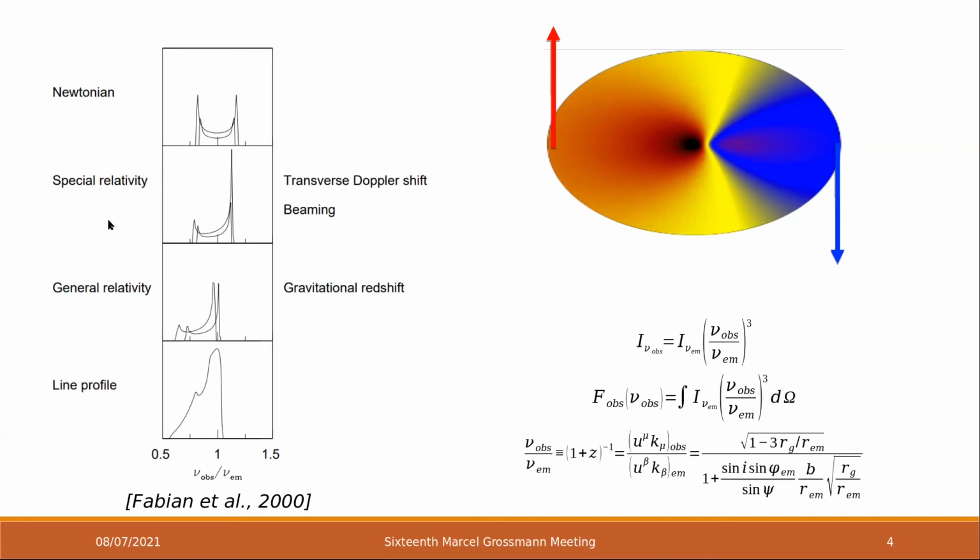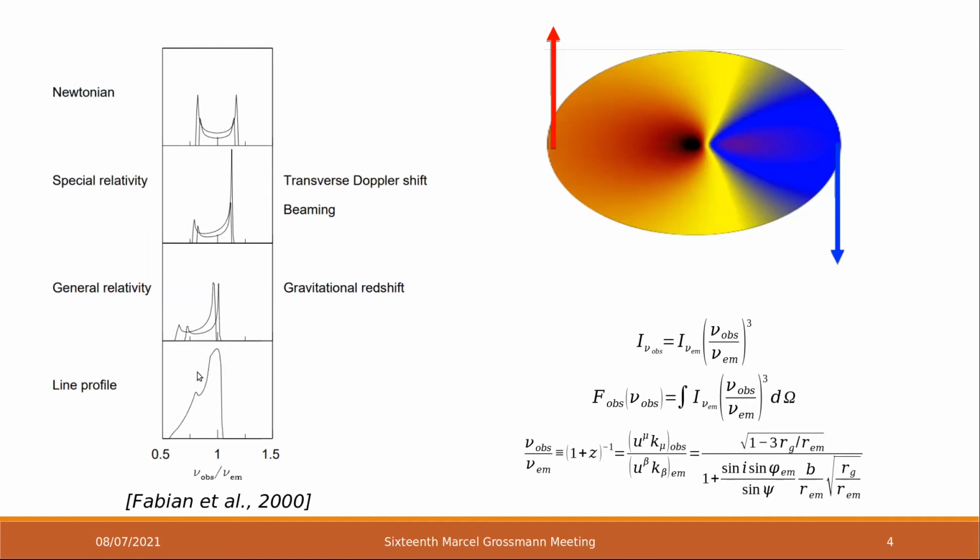But if we add special relativity and general relativity, what we see is that the actual shape becomes more asymmetrical, and the whole profile gets redshifted by gravitational redshift. Now, the resulting profile is, as you can see, very asymmetric, very broad, and it is characterized by a blue wing and a red wing with a kind of trough here that can or cannot be present depending on where the outer disk radius is.